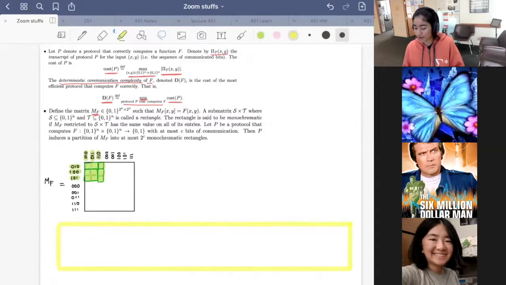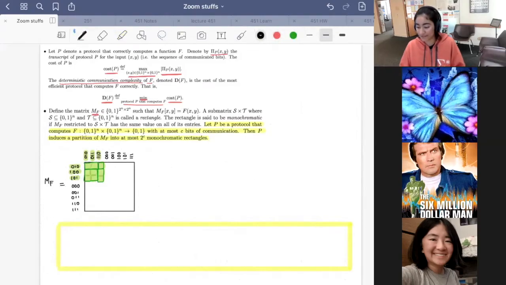The next thing we want to talk about is a monochromatic rectangle, which is pretty simple. It just means that all of the entries in this rectangle are the same value. They're all zeros or they're all ones. And then we have this theorem, which honestly I think is pretty important. It should be its own bullet point, which just says that if you have a protocol P that computes a function, and the cost of that protocol is C bits of communication, then P induces a partition of M_f into at most 2 to the C monochromatic rectangles.